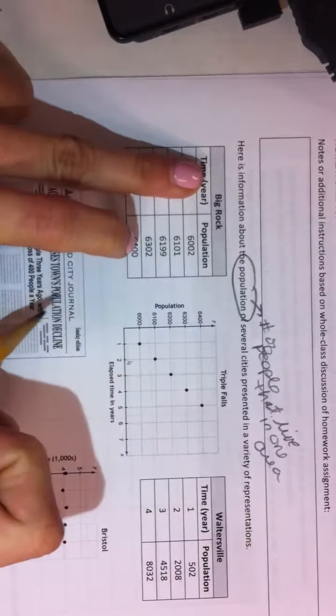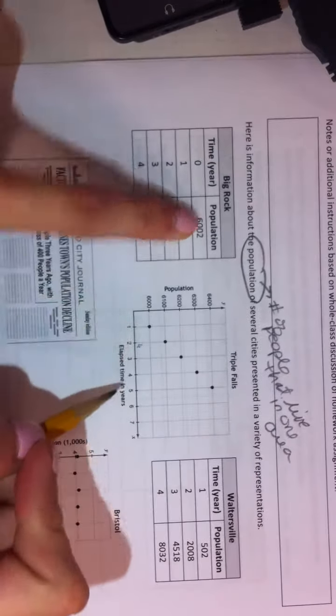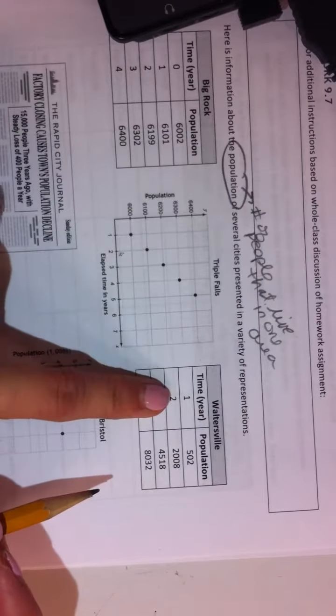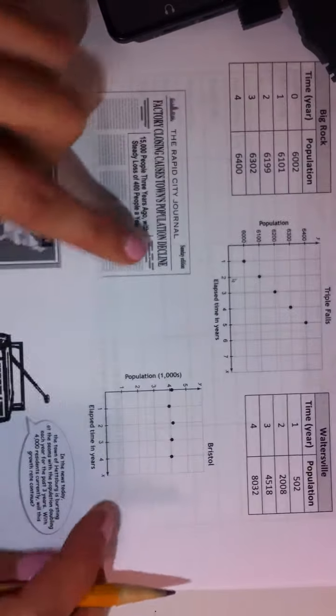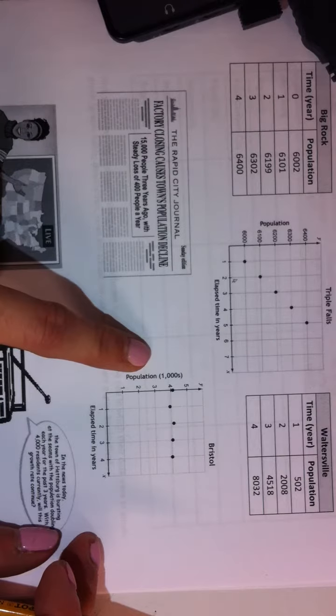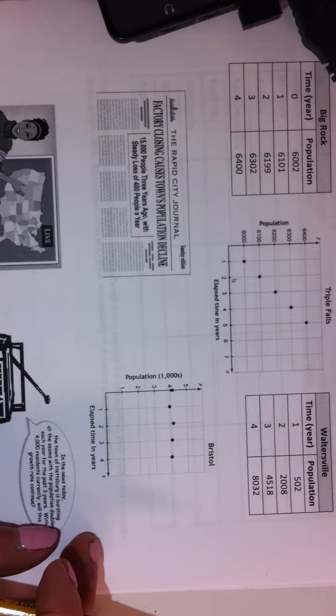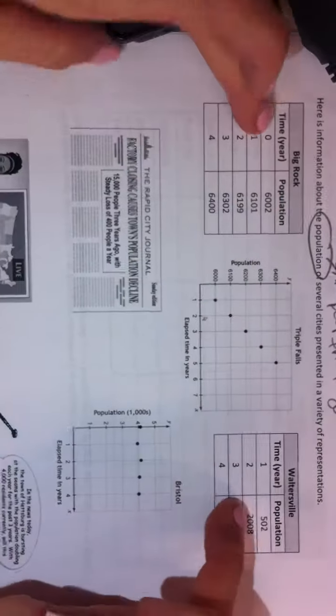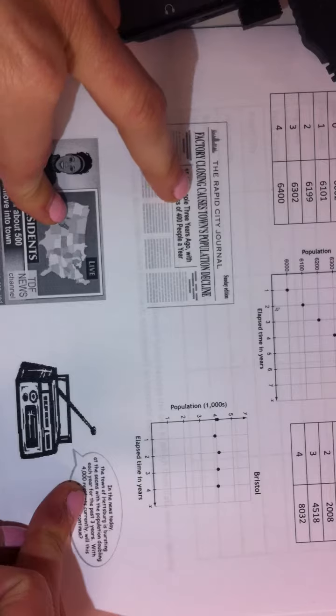Notice how X is the year, Y is the population. So we know already we're going to be comparing, as years go on, what happens to these cities' population. They've given us a table, 2 tables, 2 graphs, and 3 verbal descriptions.